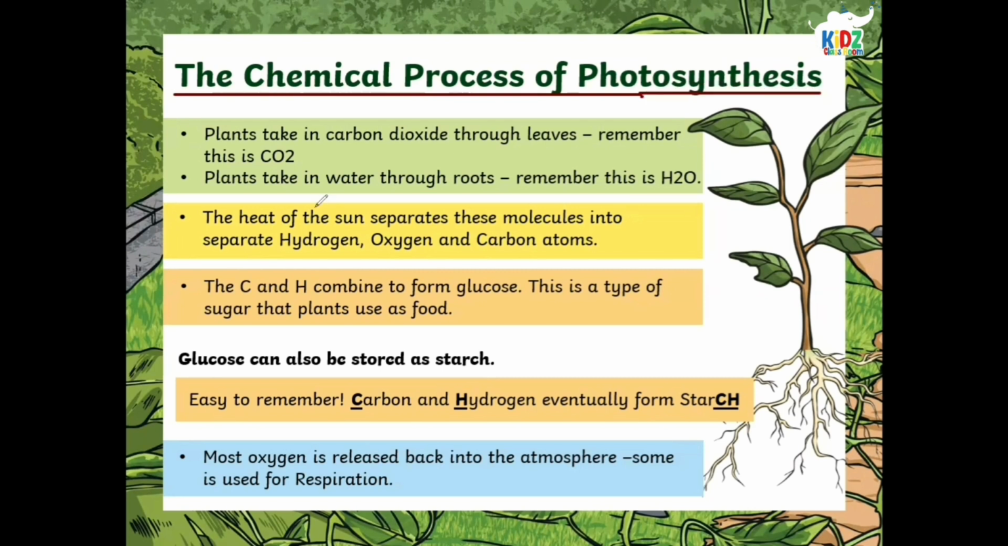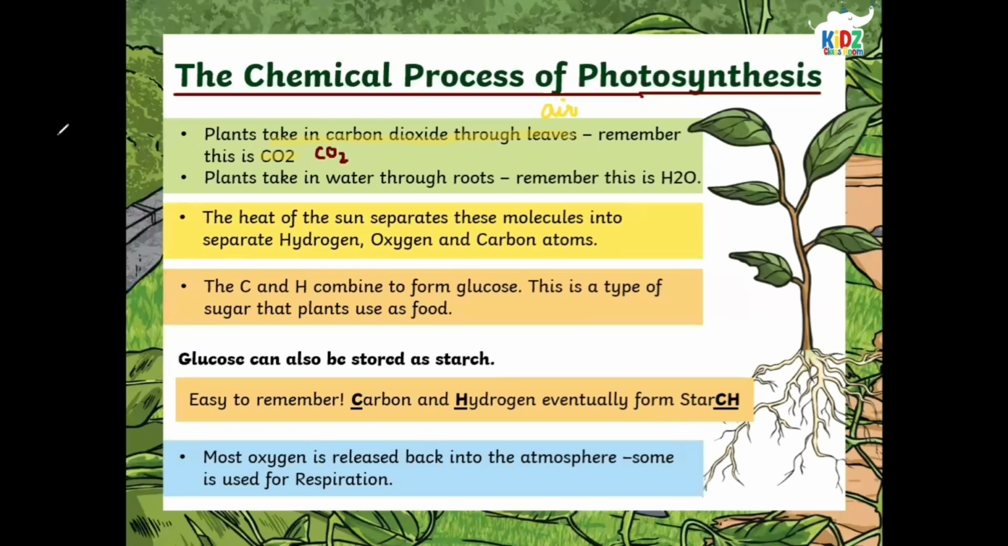Okay, so we just learned that plants take in carbon dioxide. Plants take in carbon dioxide from where? Through leaves. And where do we get carbon dioxide from? From the air. We get carbon dioxide from the air. And you have to remember that chemically it is written as CO2.